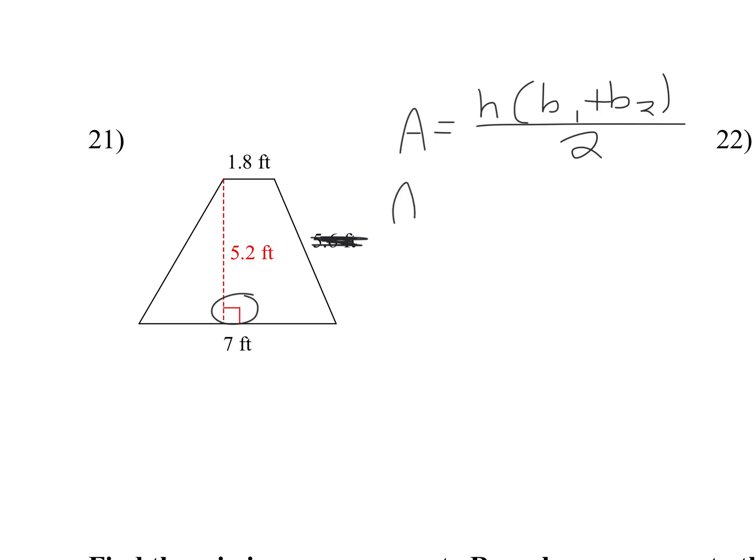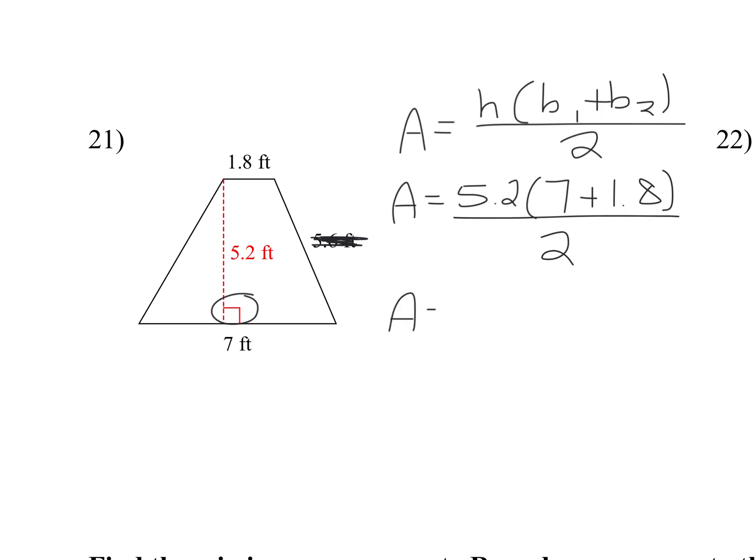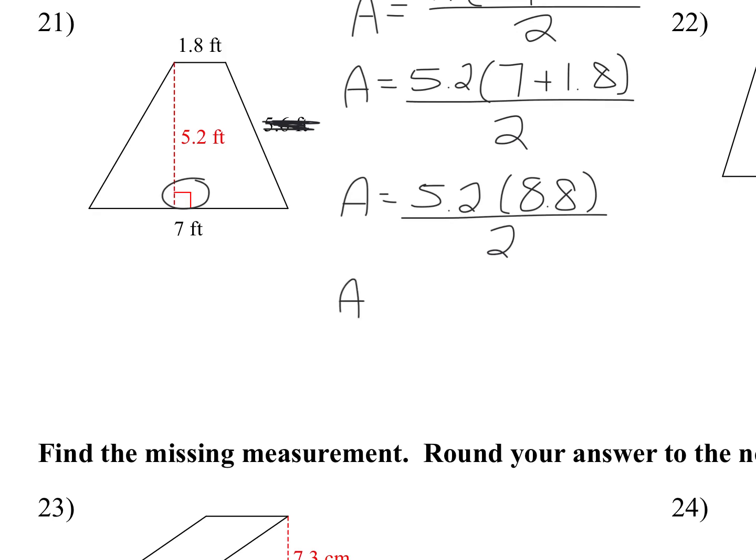Okay, what's the height? 5.2. What are my bases? 7 and 1.8. And then do not forget to divide by 2. Very common. Don't forget that last step. What do we do first? Add your bases. Parentheses first. 7 plus 1.8 is 8.8. What do we do next? Times 5.2. What do you get? 25.76.